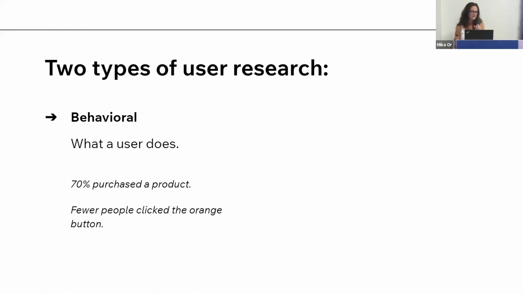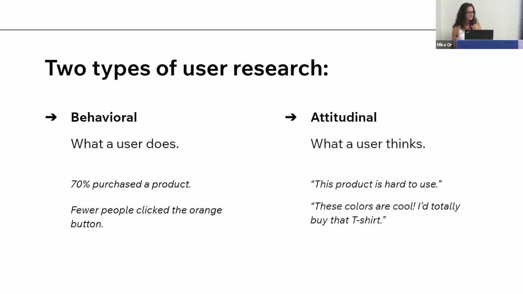The first bucket is what we call behavioral research. This is related to everything a user does, such as what percent of people purchase the product or how many people click the button. On the other side, we have attitudinal research, and this is related to what a user thinks. So let's say a user says that a product is hard to use, or they say that they prefer a shirt in a certain color. This is attitudinal because we're not measuring any actions. All we're doing is measuring the thoughts that a user has, or what they think they would do in a certain situation.